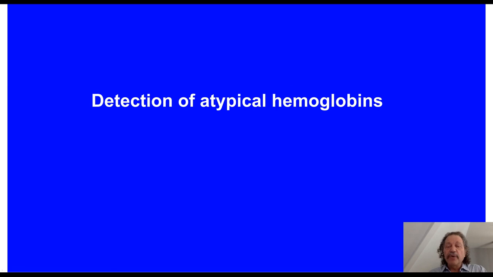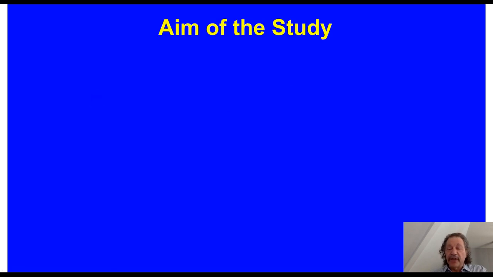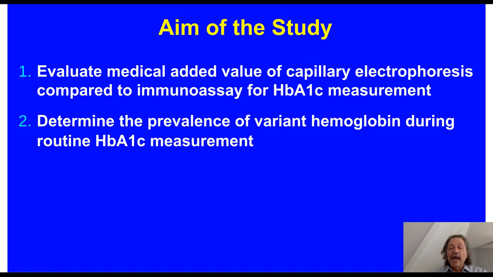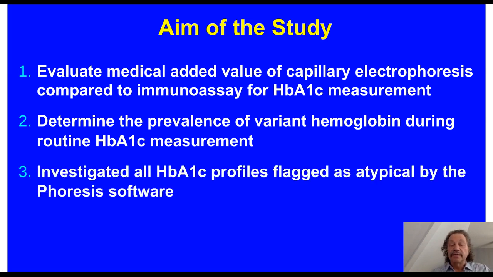So it's important to detect atypical hemoglobins. And I'm just going to briefly describe a study that we performed where we evaluated the medical added value of capillary electrophoresis and compared it to immunoassay for hemoglobin A1c measurement. And we determined the prevalence of a variant hemoglobin in this population during routine hemoglobin A1c measurement.